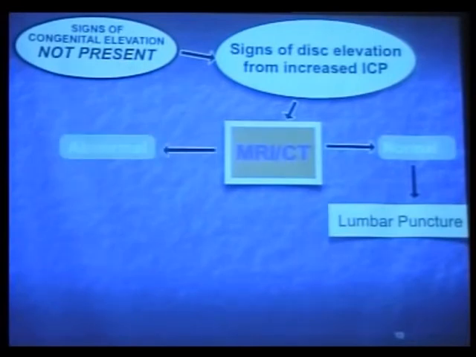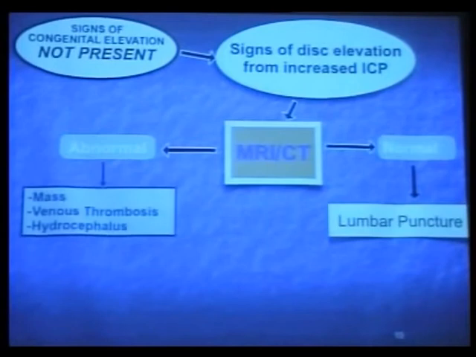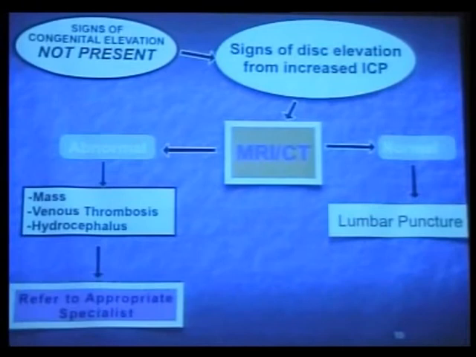If the MR is abnormal, then I'll send the patient on. And it's abnormal how? Either there's a mass, a venous thrombosis, hydrocephalus, meningitis, or something else, then that patient gets referred to the appropriate person to take care of that. So this is the schema, and at the end of the talk we're going to wind up down here and we'll finish the talk down there.